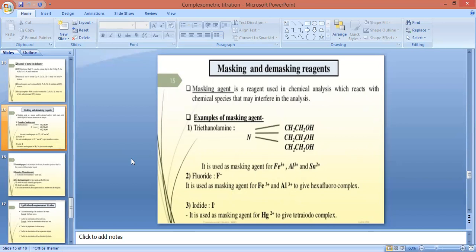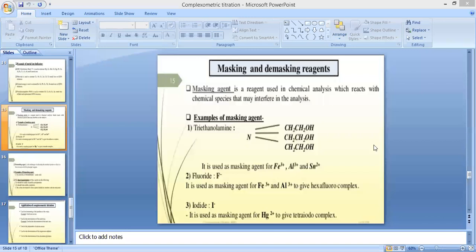Masking and demasking agents in complexometric titration are usually used for the determination of metal ions when two or more metal ions are present in an analyte. So what are masking and demasking agents? They are usually used for the determination of drug substances that contain two or more metal ions. Firstly, we will study what masking agents are.